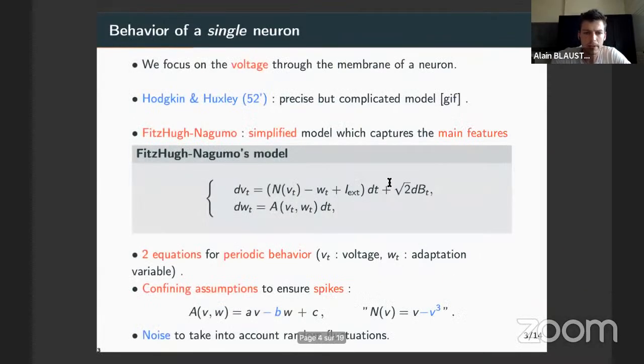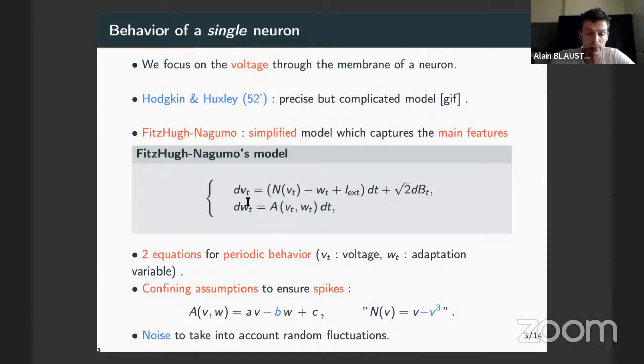Okay. So the Hodgkin and Huxley model is very precise, but the problem with this model is that it's complicated, mathematically speaking. So Fitzhugh and Nagumo built a simplified version, which is supposed to keep the main features that we talked about, so the spiking and the periodic behavior. And here I wrote the Fitzhugh-Nagumo model.